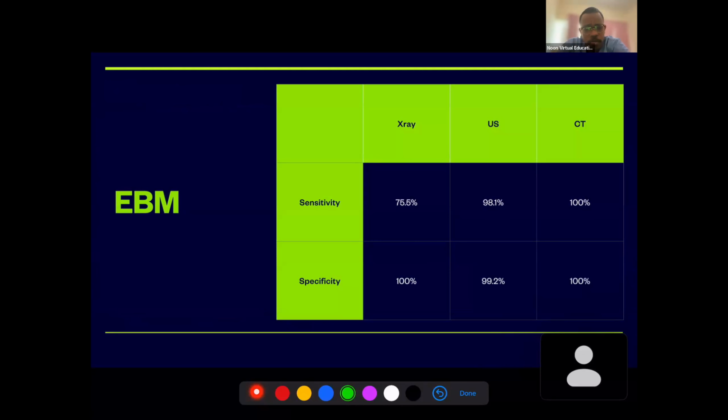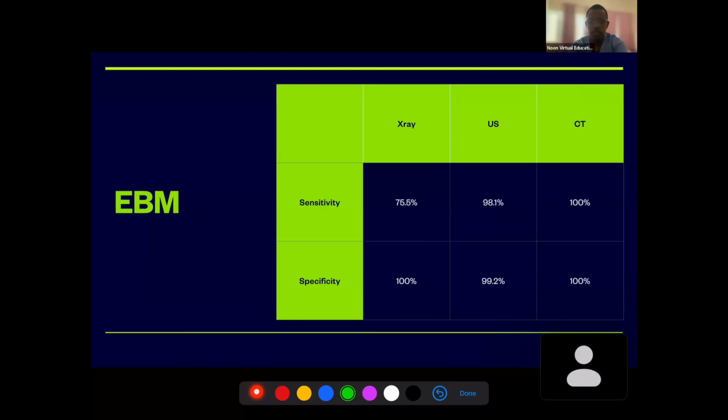This is evidence-based medicine. Just an overview about the sensitivity and specificity of X-ray, ultrasound, and CT. Always, don't take the numbers as they are. These numbers depend on the studies, and they differ from patient to patient, but they will give you an overview, a clear vision regarding X-ray, ultrasound, and CT in the diagnosis of pneumothorax.